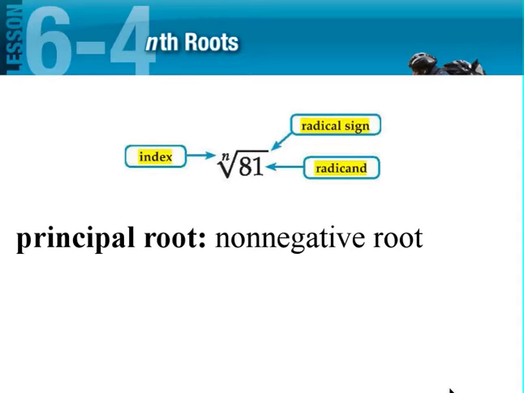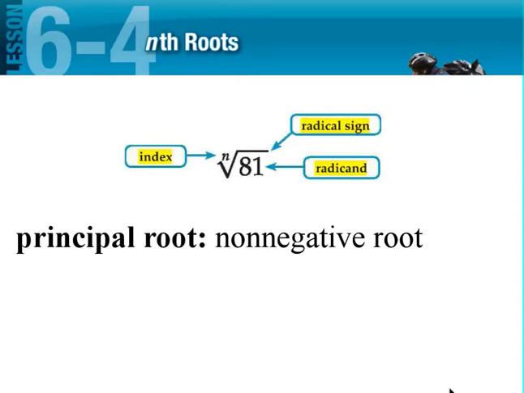One number you will not see written there is the number 2, and that's because the 2nd roots are always known as the square roots. Okay, and so then we have the radical sign, the radicand. We call that nth root the index, as you can see. Now a little bit about that. We're going to be talking about principal roots today. The principal roots are the non-negative roots.